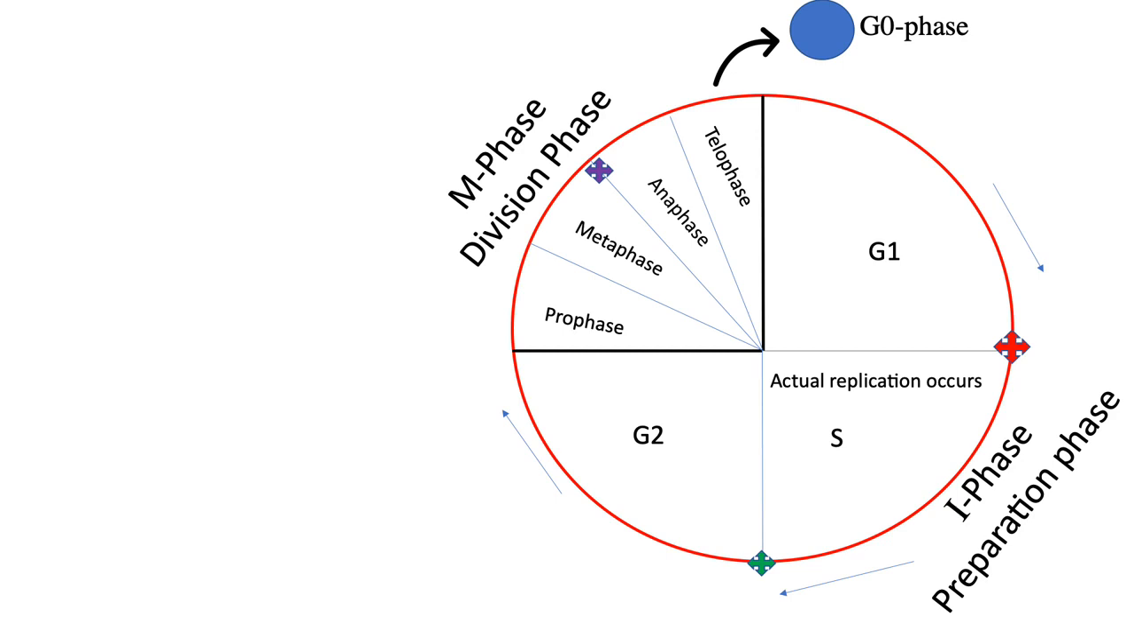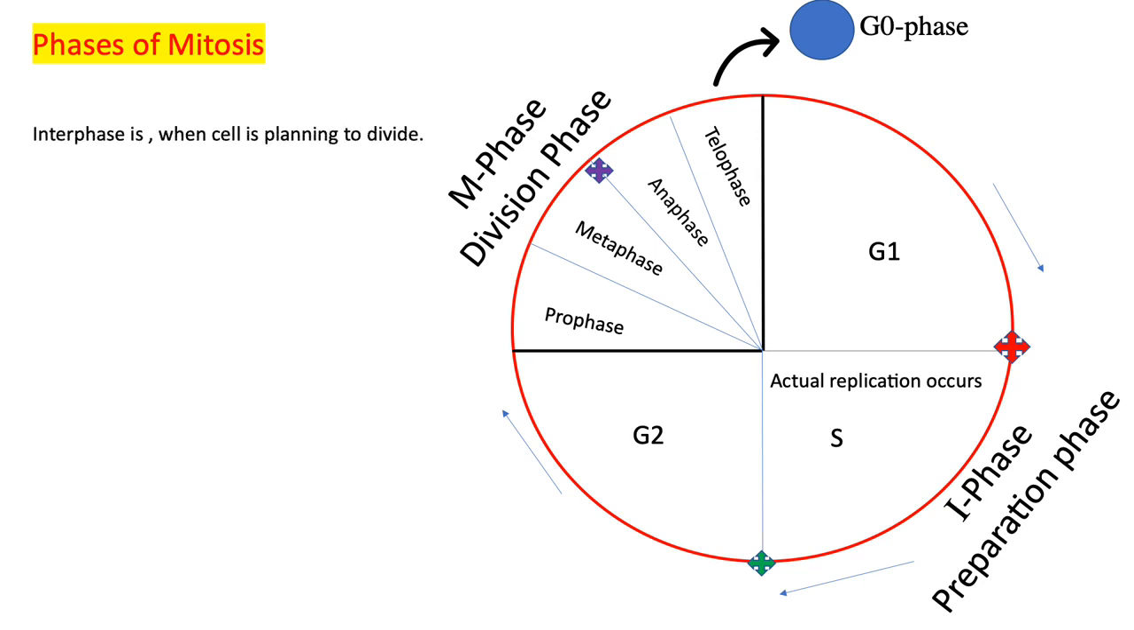Okay, now have a look at the phases of mitosis. But before going towards the phases of mitosis, let's have a rewind between mitosis and interphase. And remember, do not mix up mitosis with interphase. Interphase is basically when the cell is getting ready for division. That includes the G1 phase, also known as the presynthetic phase, then the synthetic phase, and then the G2 phase, also known as the pre-mitotic phase.